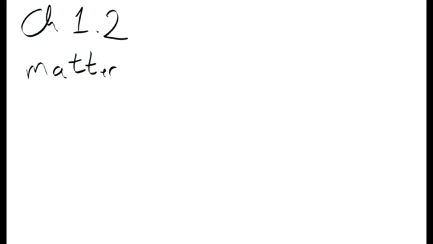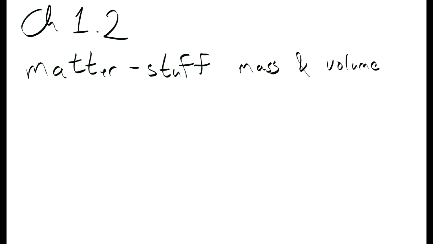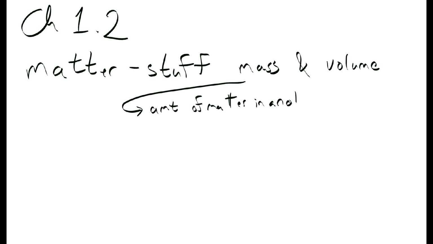And what is matter? Matter is stuff. It's anything that has two properties. It has mass and it takes up space. It's volume. And when you look at those definitions, mass is the amount of matter in an object, which is not really a great definition. Matter has mass. Mass is the amount of matter.